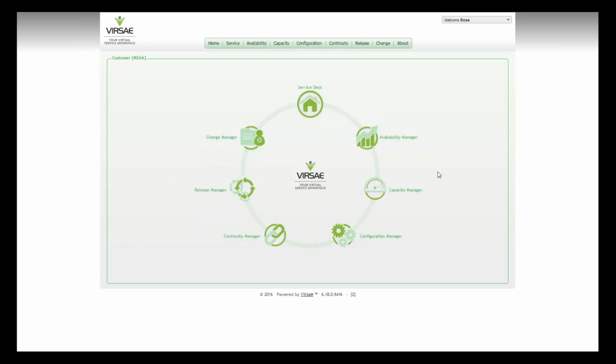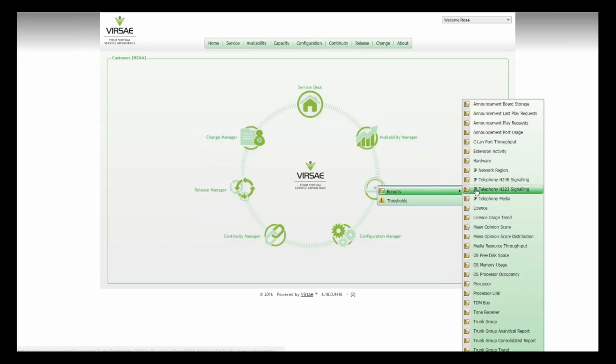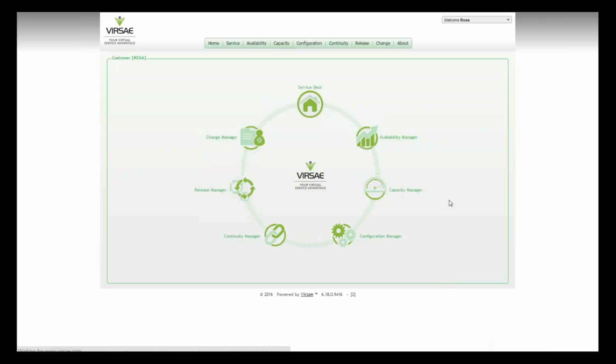The view I'm using for this tutorial is the customer view, of course, so if you're a business partner you'll need to select the customer first before you drop down into Capacity Manager. So we start with Capacity Manager here, select Reports, and then Trunk Group Consolidated Report.